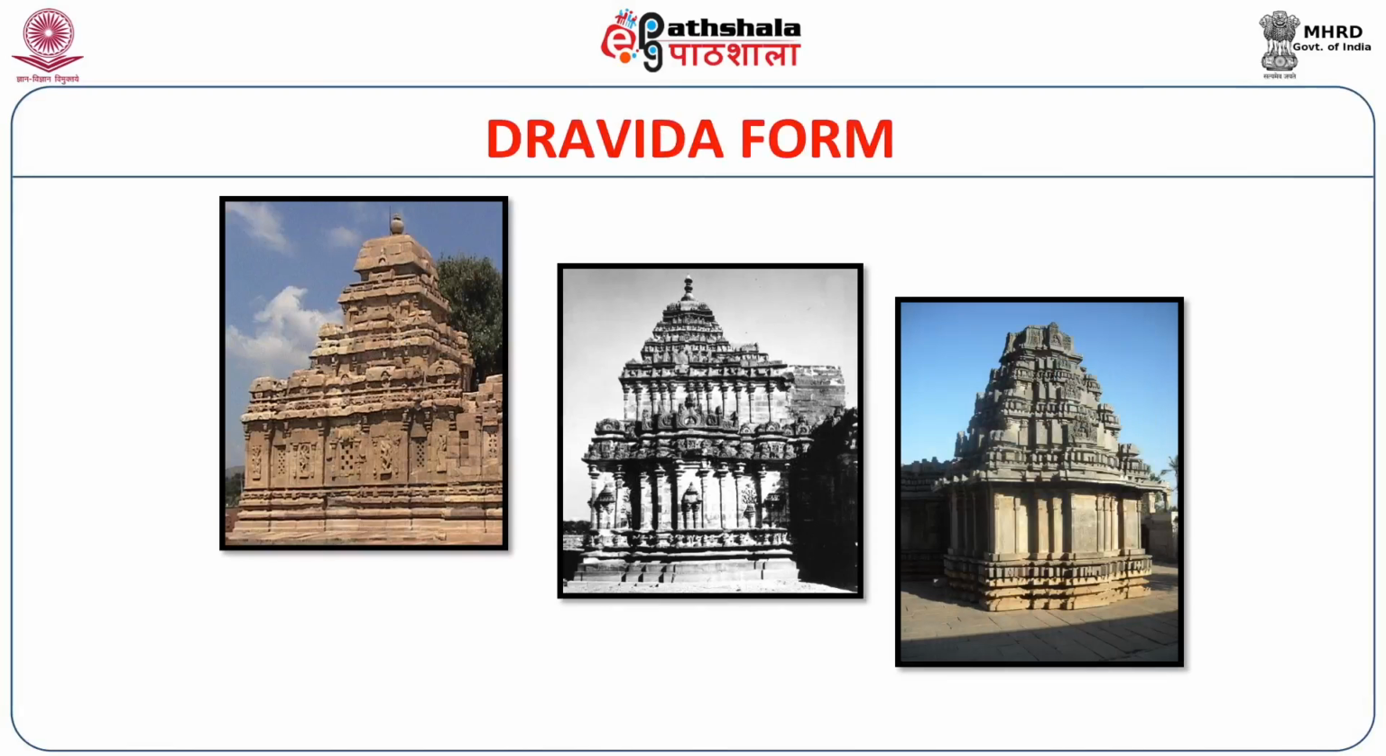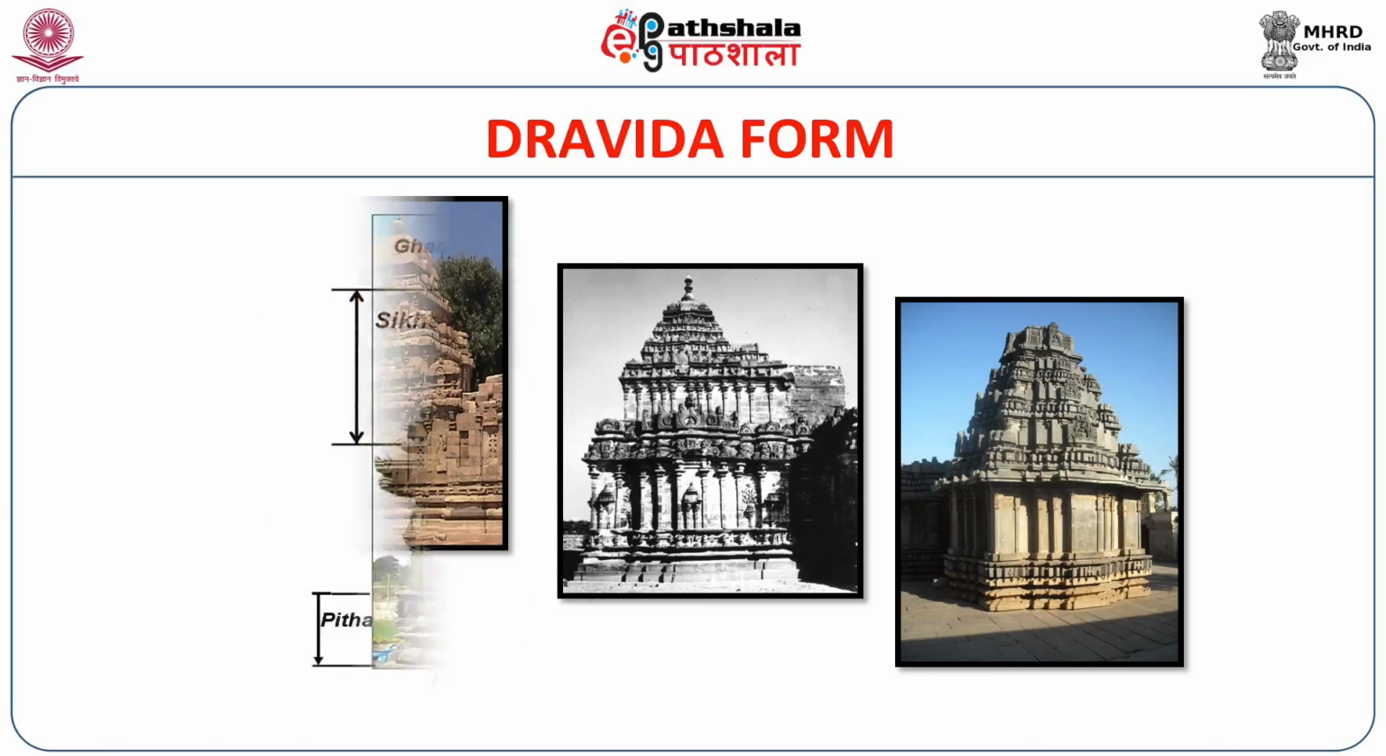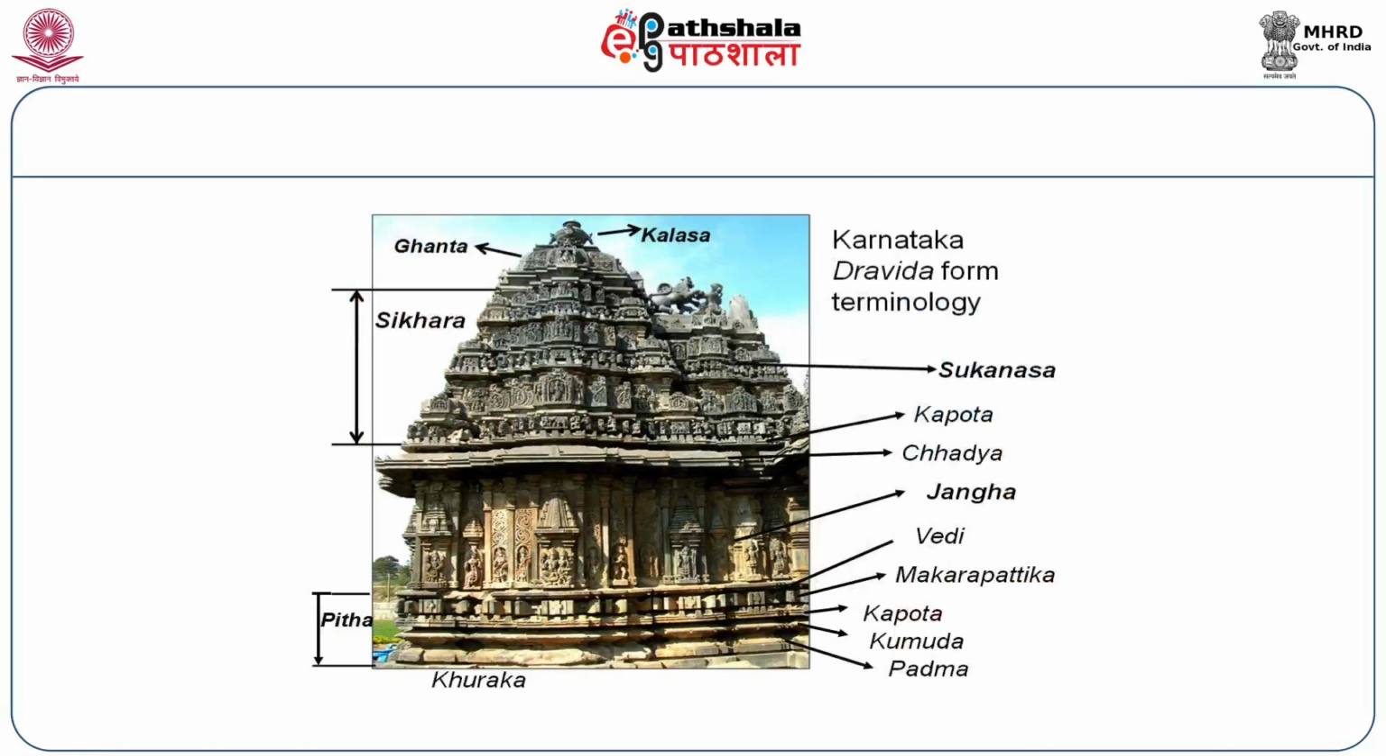Let us consider the details of the Karnataka Dravida form of temple built under the Hoysalas. The picture shows you the various components of a Karnataka Dravida temple built by the Hoysalas. These are clearly demarcated on the picture. There is a Pitha or Adhisthana or basement. There is a Jangha or the wall part. There is a Shikhara or superstructure. And the crowning parts of this are Ghanta and Kalasha.